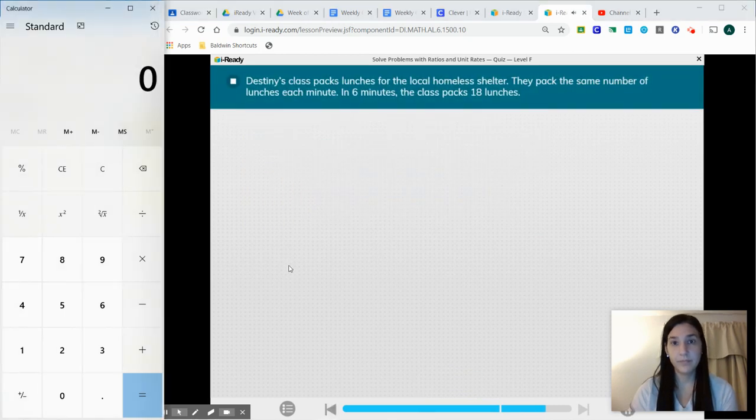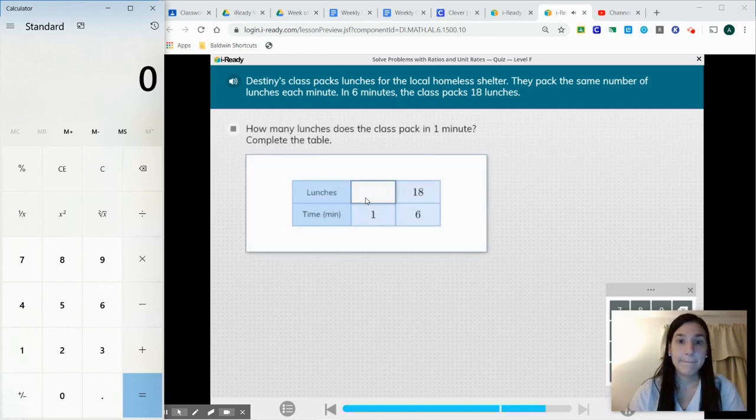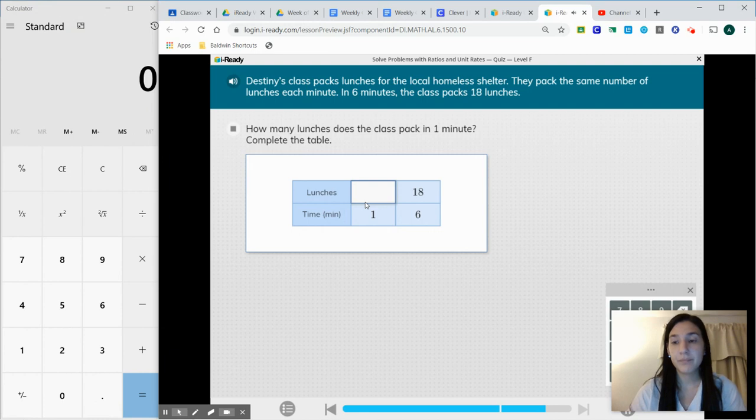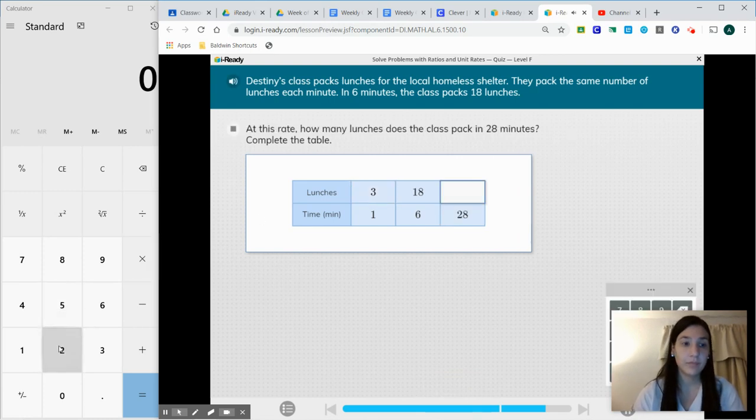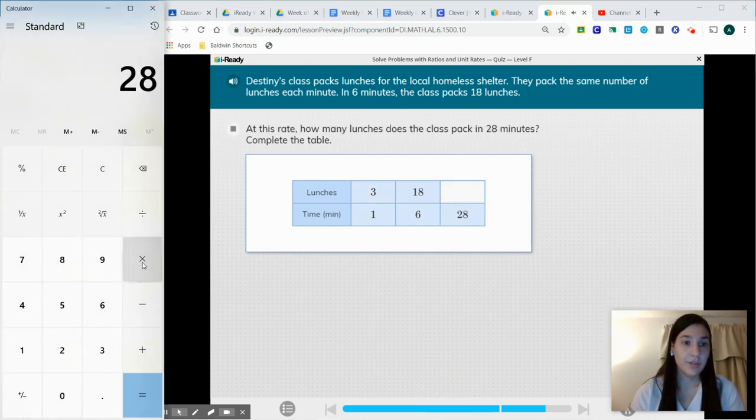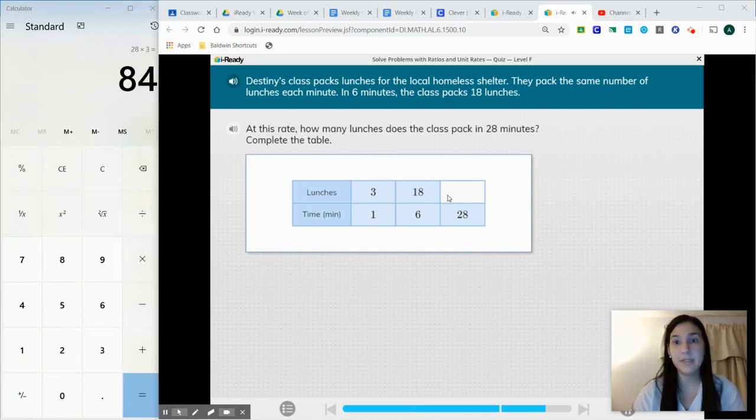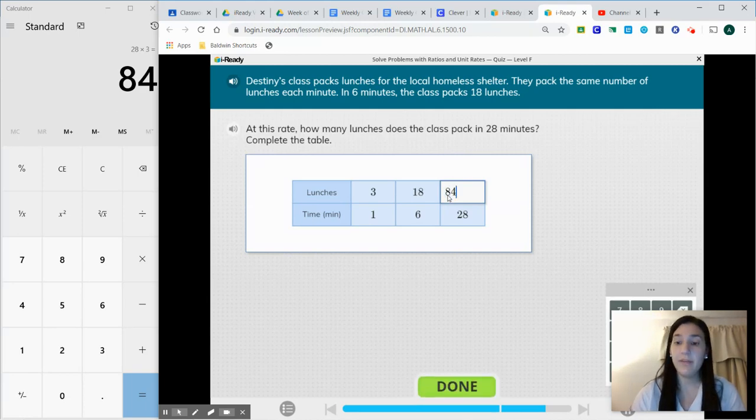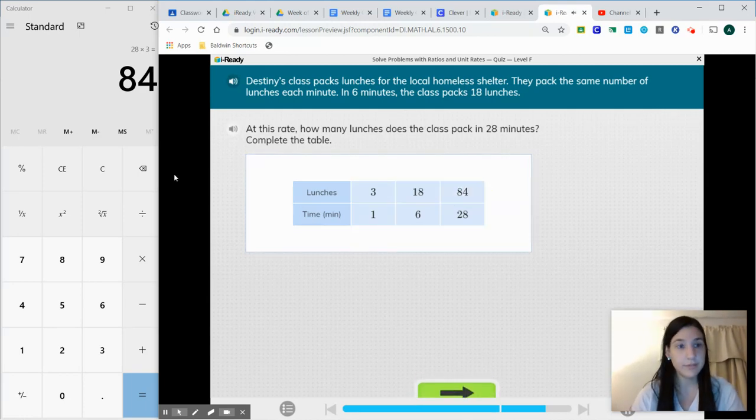Destiny's class packs lunches for the local homeless shelter. They pack the same number of lunches each minute. In 6 minutes, the class packs 18 lunches. How many lunches does the class pack in 1 minute? So 18 divided by 6 will give us 3. At this rate, how many lunches does the class pack in 28 minutes? So we take our 28 minutes and multiply by the 3 lunches per minute, and we see that in 28 minutes they will have packed 84 lunches.